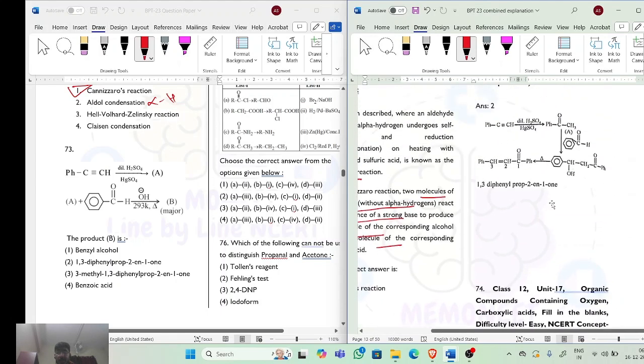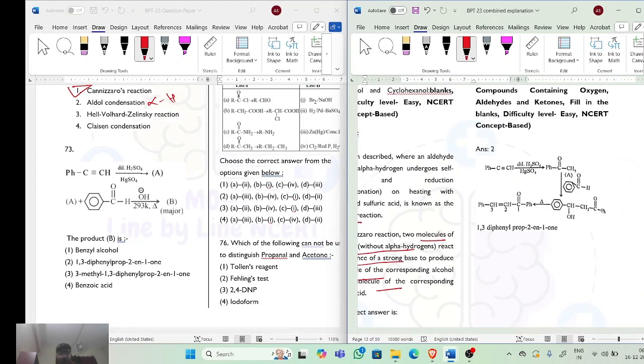Now question number 73. We are given a compound, and first we are reacting it with dilute H2SO4 and HgSO4. The compound is Ph-C≡CH. In the presence of dilute H2SO4 and HgSO4, it will form the ketone group.